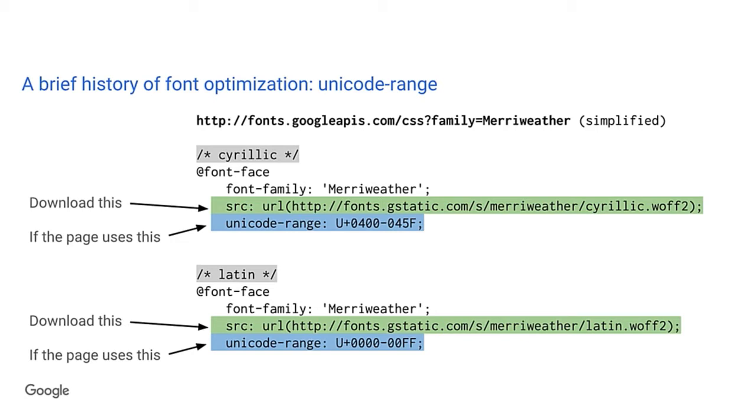You also get really nice caching benefits where if you go first to a site that uses Cyrillic and then a site that uses Latin and Cyrillic, first you'll download Cyrillic, and then on the second site, you're like, oh, well, I also need Latin, so I'll go and fetch that.